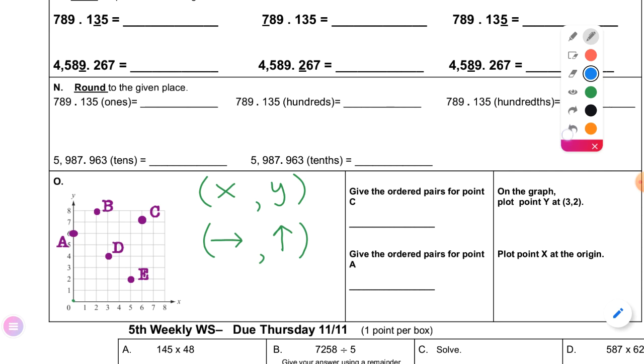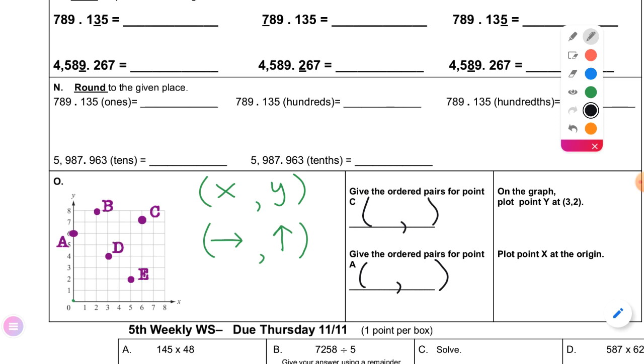Okay, let me get rid of all that. Did I get rid of too much? Okay, so first one says, give the ordered pairs for point C. What is an ordered pair? Emma Kay, what do you think an ordered pair is? If I'm giving the ordered pair for point C. Yeah, the thing in the parentheses. That's exactly what it is. Anytime it says ordered pair, I start with my parentheses. So both of these, we're going to go ahead and fill in our parentheses and our comma.